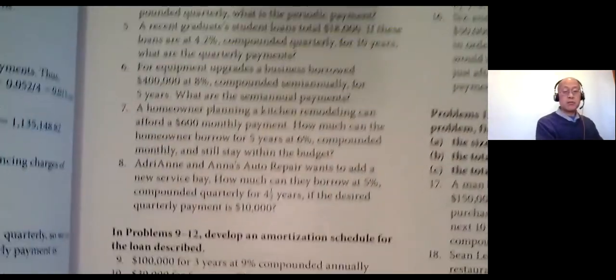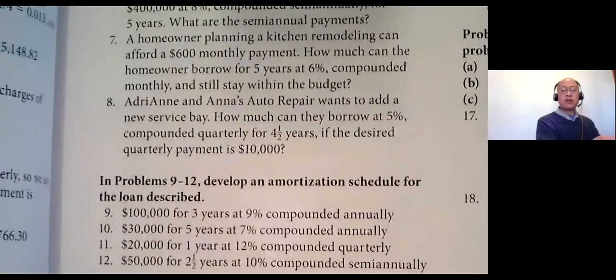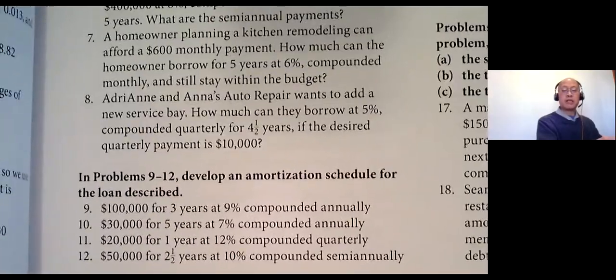And now let me do the last one, problem 12, 50,000, 2.5 years, 10% compounded semi-annually, number 12. Okay.